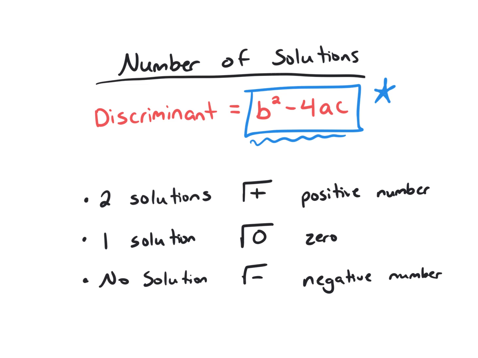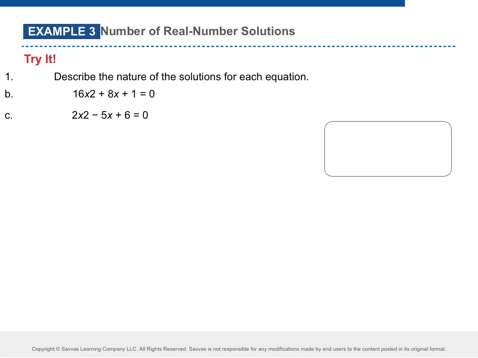Using this information, let's look at example 3, part A. You have 16x squared plus 8x plus 1 equals 0. The directions say describe the nature of the solutions. It just wants you to tell how many there are. So how do we figure out how many solutions there are? The discriminant. The discriminant is b squared minus 4ac. It's the part inside the radical in the quadratic formula. So we just have to plug in values to this.